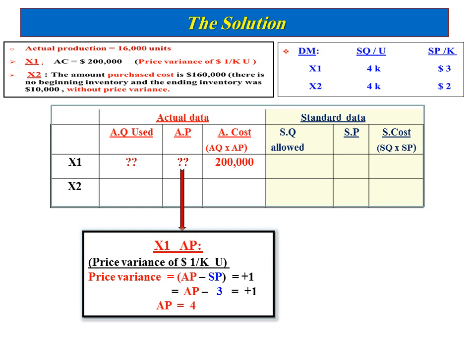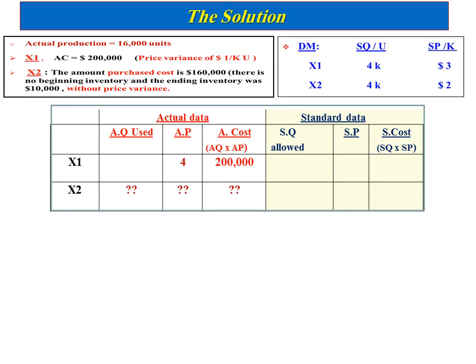So for X1, I have the actual cost given, and from the price variance information I can get the actual price. My actual price is 4. Again, actual cost 200,000, actual price 4. So I can get, very simple, the actual quantity used. How do we calculate actual quantity used? Actual cost divided by 4 will equal 50,000.